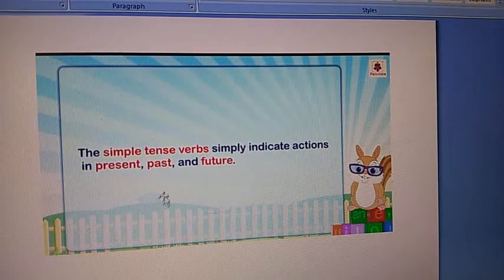The simple tense verbs simply indicate actions in the present, past and future.